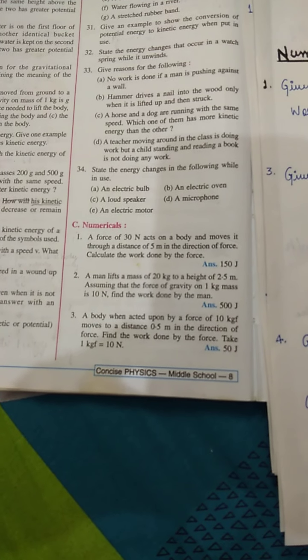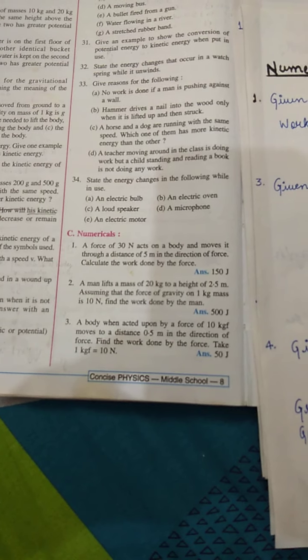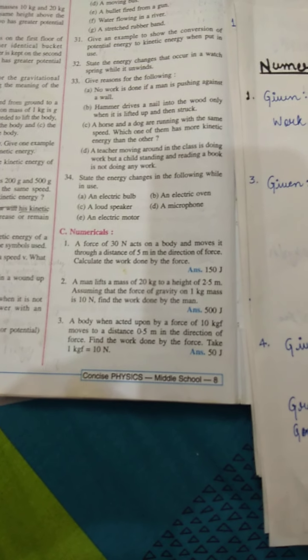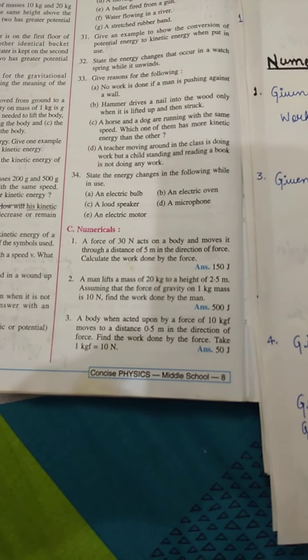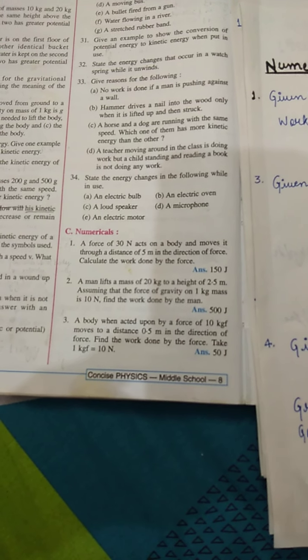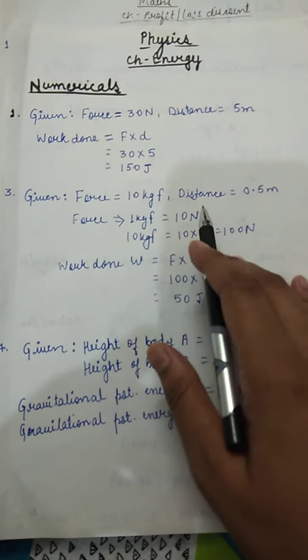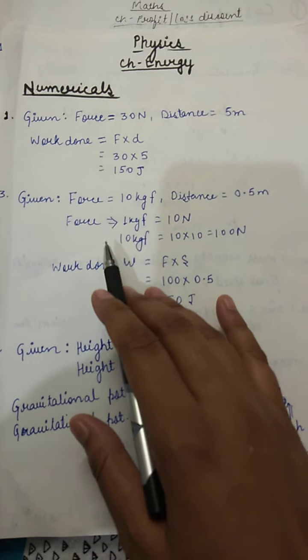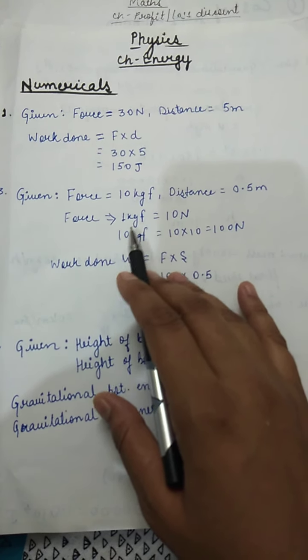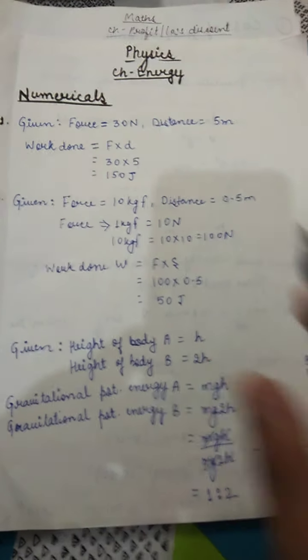Question number 3 says a body acted upon by a force of 10 kgf moves a distance of 0.5 meters in the direction of force. You have to find the work done by the force, and you have to take 1 kgf as 10 Newton. You have to take the SI units. So here force is 10 kgf and distance is given. So 1 kgf is 10 Newton.